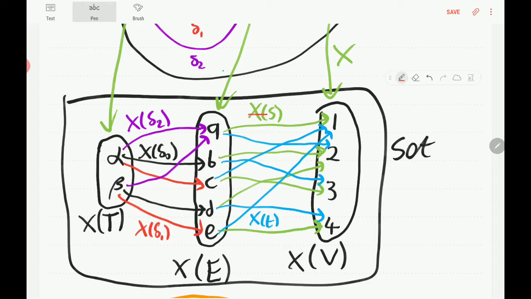Now, this function X of S associates every directed edge with a source. X of T associates every directed edge with a target vertex. Now, if we think about a particular triangle alpha, imagine that the edges are numbered.